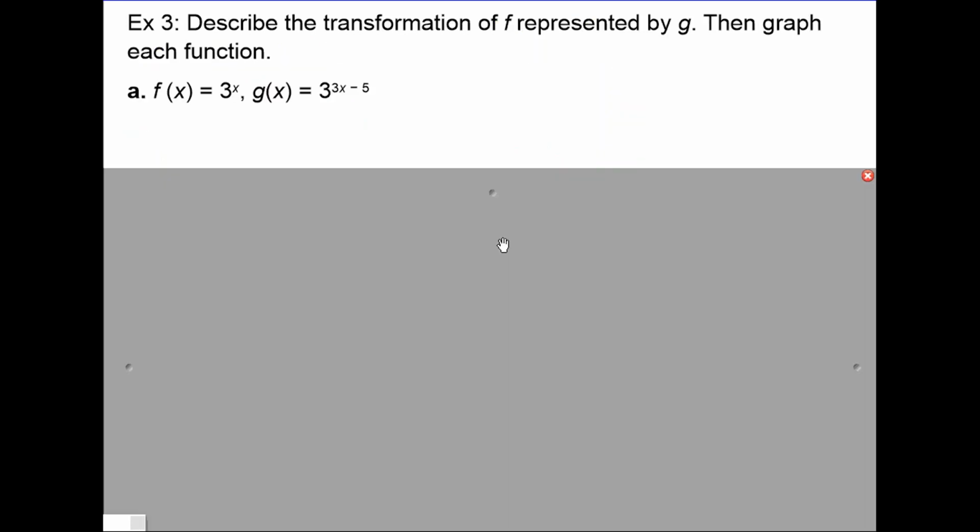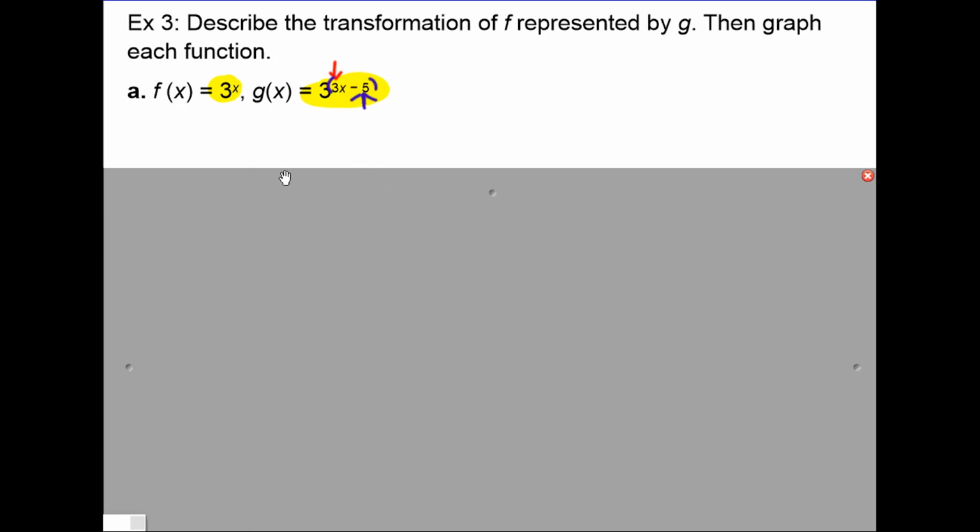Example 3, moving right along. Describe the transformation of f represented by g, then graph each function. So if I'm looking here, I start out with f of x equals 3 to the x. I go to g of x equals 3 to the 3x minus 5. There are again two transformations. I have this 3 that's in front of the x in the exponent, and I have this minus 5. It is still in the exponent, so we can act as if there are parentheses around that exponent. It is in the grouping.